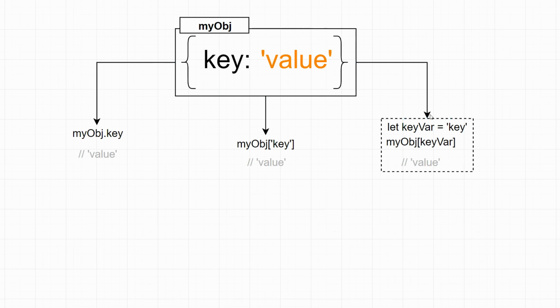And I think in our case, what we're going to be using with the state is passing a variable that has a declared string into our object. And we'll be able to get this value as well.